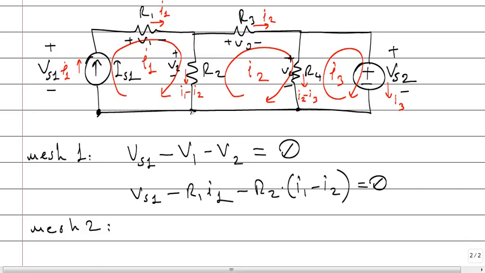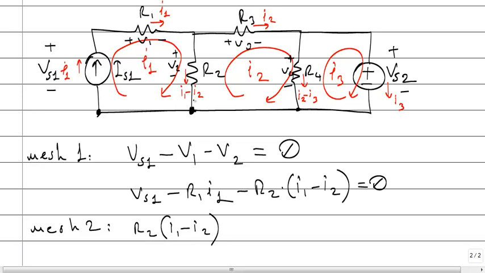So let's write the second mesh. I'm starting from here. Minus V2. It means there is a minus to plus, a voltage increase. I will say plus V2. What's V2? V2 is resistance times current, R2 times I1 minus I2.